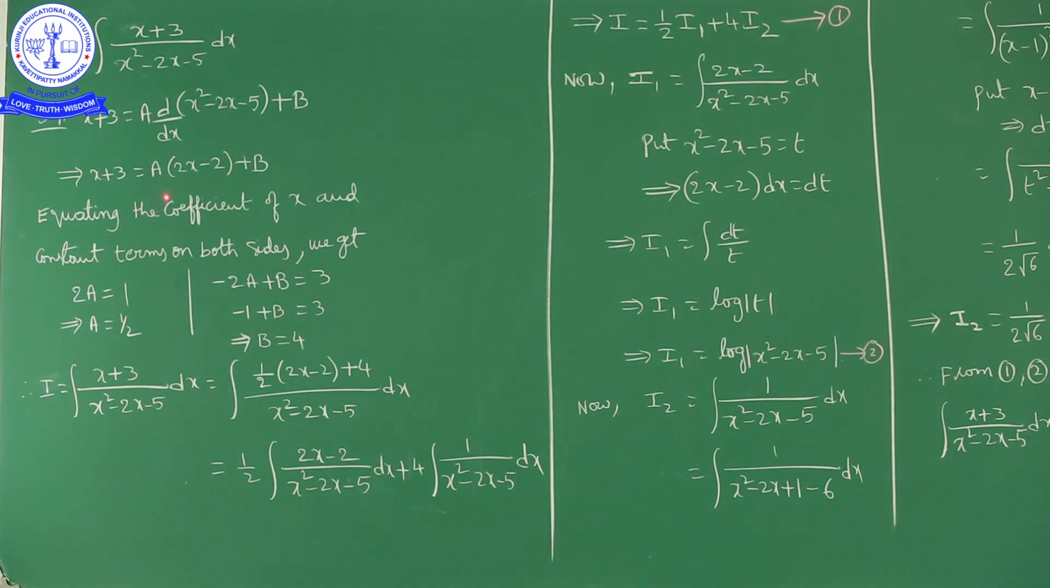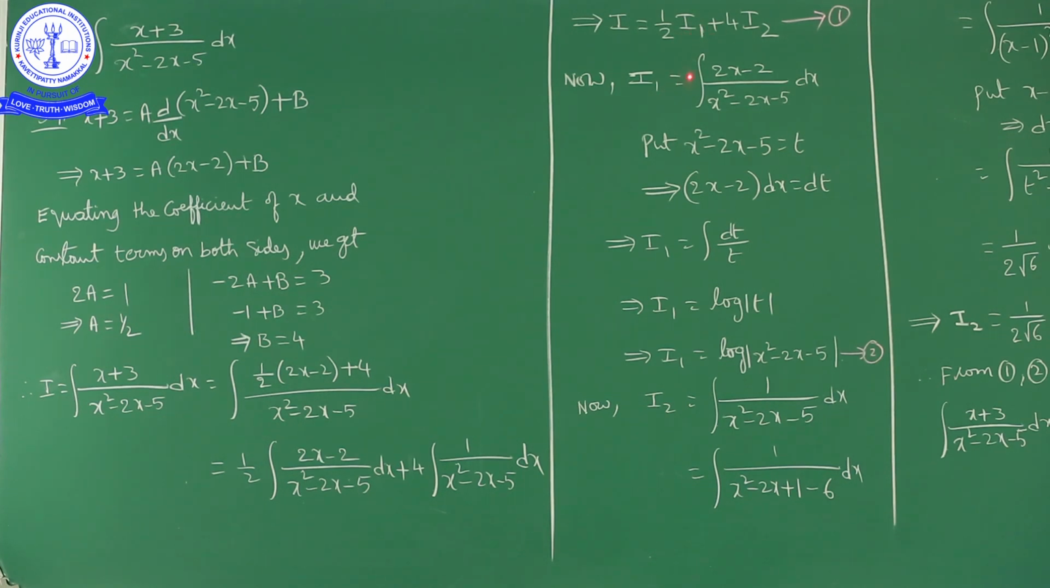Now x plus 3 equal to, what we can write? 1 by 2 into 2x minus 2 plus 4. Now split this integration as sum of two integrations, that is 1 by 2 into integral of 2x minus 2 dx upon x square minus 2x minus 5 plus 4 into integral of 1 upon x square minus 2x minus 5 dx. Okay. Now I will write I is equal to 1 by 2 I1 plus 4 I2. Now we will calculate I1 and I2.